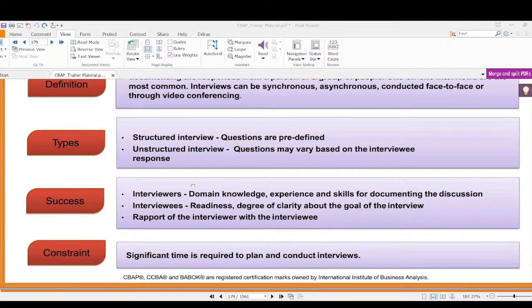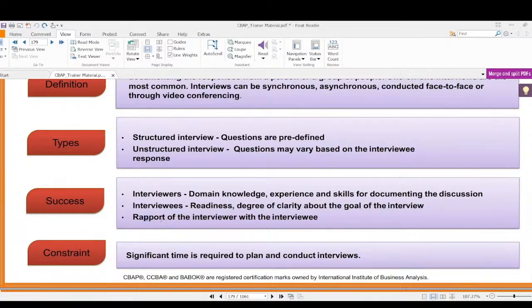Interviewers, so who all are there? Interviewers and interviewees. Interviewers require, in order to be successful, some domain knowledge, experience and skills for documenting the discussion. Interviewees, the ones who will give you some inputs, we need to ensure that they are ready to give their inputs. They have a degree of clarity about the goal of the interview. So when you start the interview, you should upfront set the goal or the objective of what you are trying to achieve by the end of that interview.